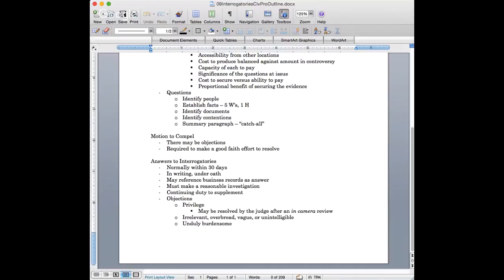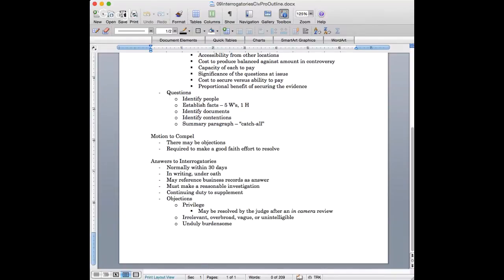Some of the other objections are that they're irrelevant questions. They're not relevant evidence. You're not asking for relevant items. They're overbroad. You're asking for too much. I can't narrow it down. It's vague, so I'm trying to guess at the answer you're looking for or what information you're looking for. Sometimes people ask unintelligible questions that just do not make sense. You can object on that basis.